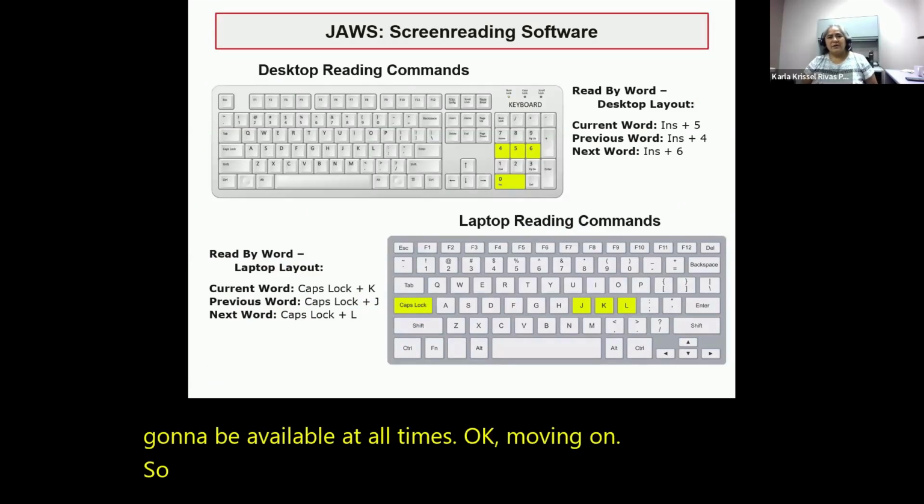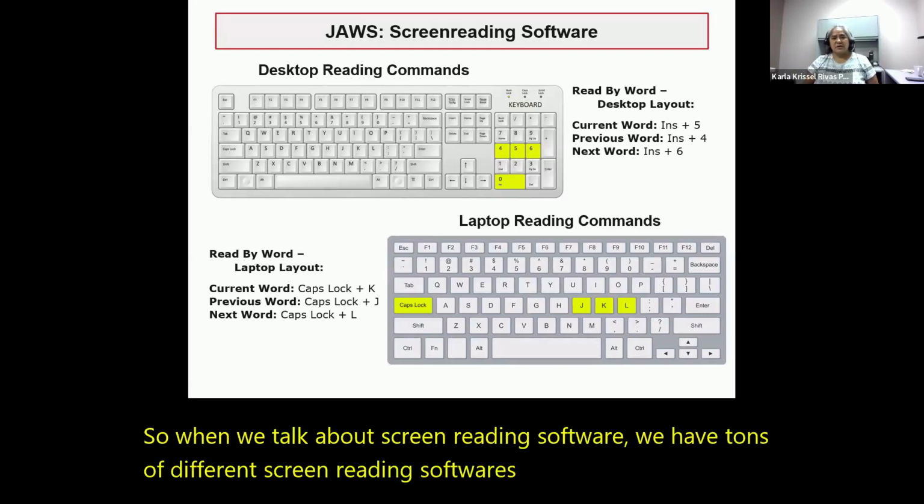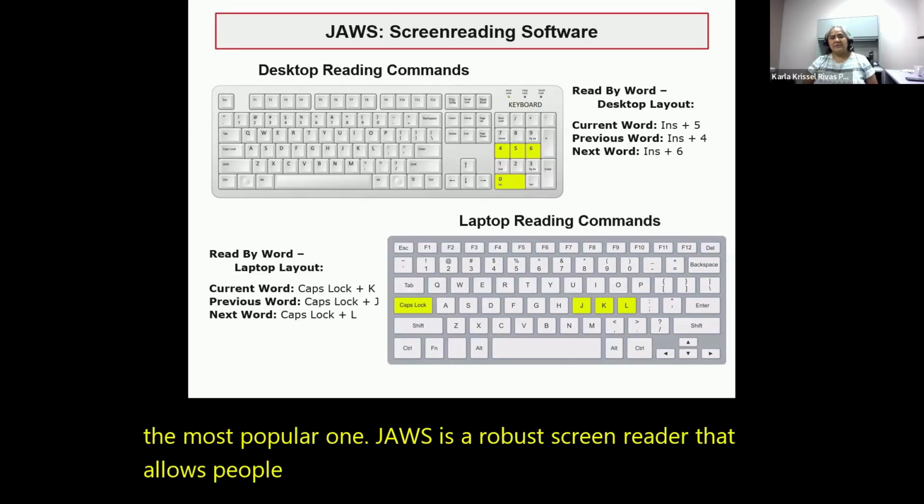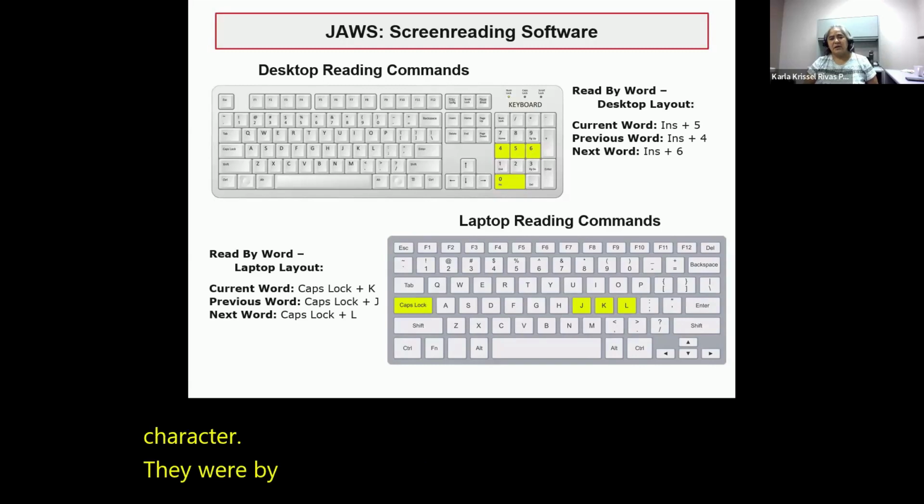So when we talk about screen reading software, we have tons of different screen readers that we use, and JAWS is the most popular one. JAWS is a robust screen reader that allows people to access information using their ears. It reads what's on the screen, and you can read, again, by character, by word, by paragraph, things like that.